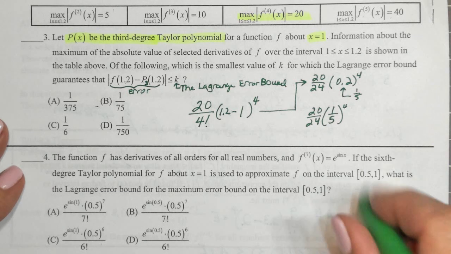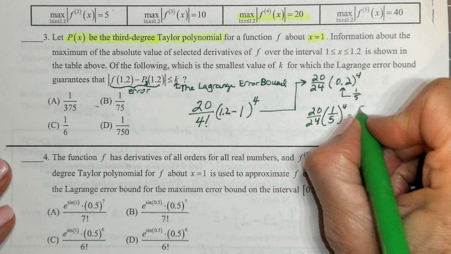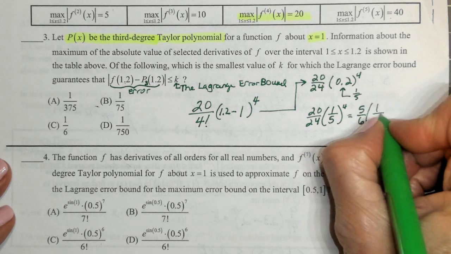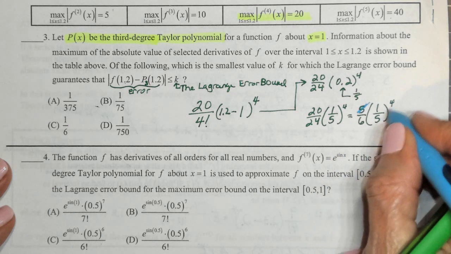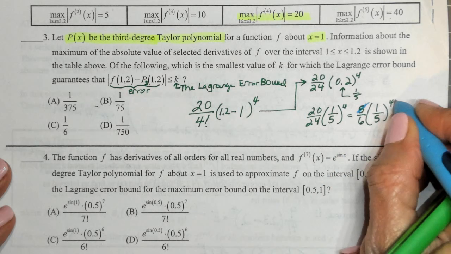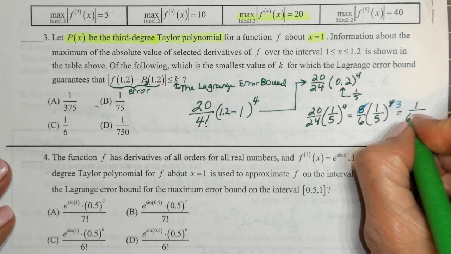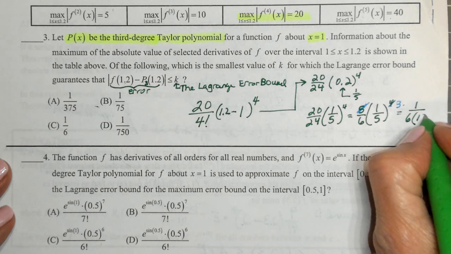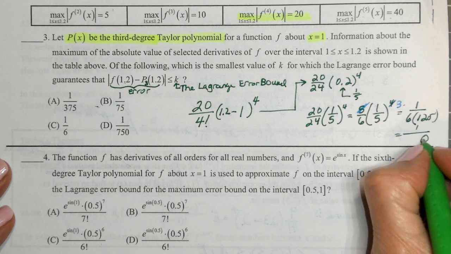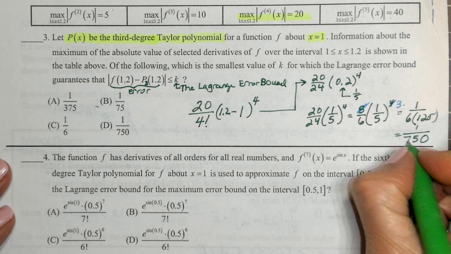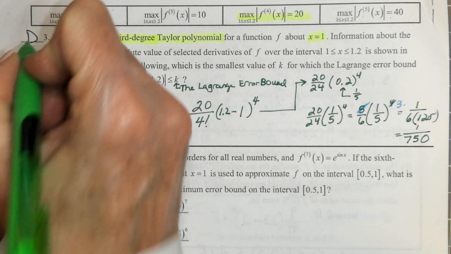Let's see, there's a 4 in both of these, so that reduces to 5 over 6 times 1/5 to the fourth power. Okay, 5 and one of these 5s, so now that's just a 1 over 6 times 5 cubed, which is 125. 6 times 125 is 3, 12, 15 plus 750. I hope it's 750. It's one of my choices, so there you go. D.